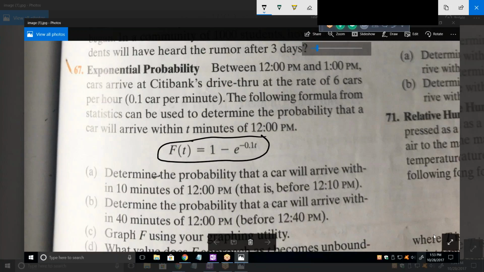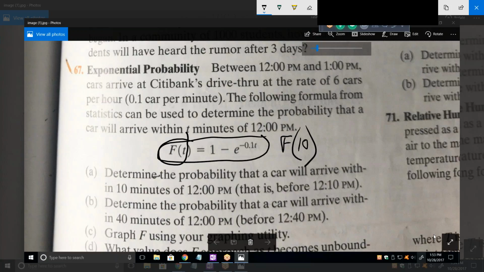And that's the probability, f of t. I don't know why they call it f of t. They should call it p of t. But it's the probability. The following formula can be used to determine the probability that a car will arrive within t minutes of 12 o'clock. So what's the probability that a car will arrive within 10 minutes of 12 o'clock? What is that going to be? F of what? Is it just 10?